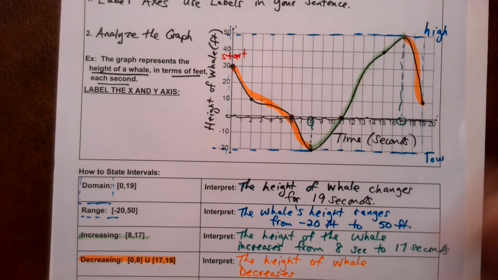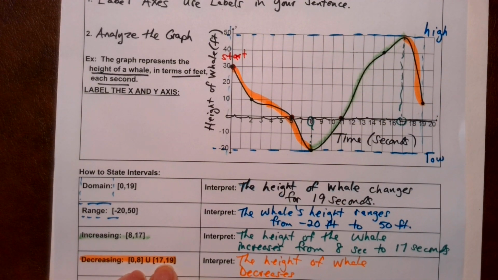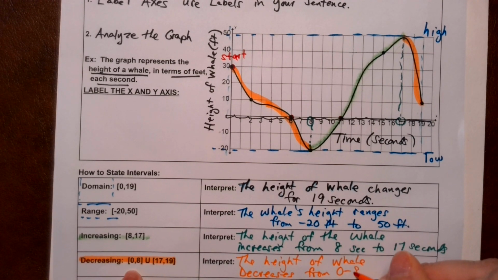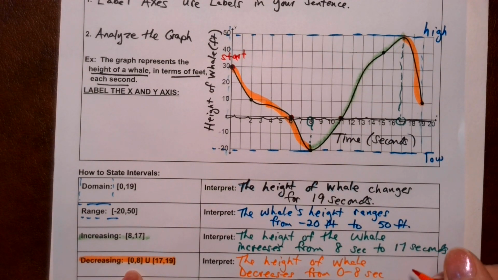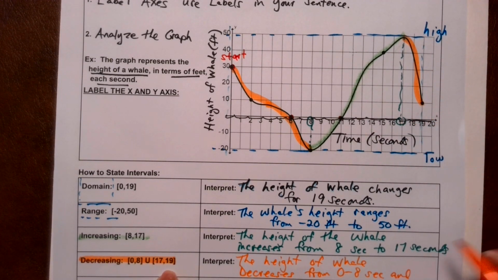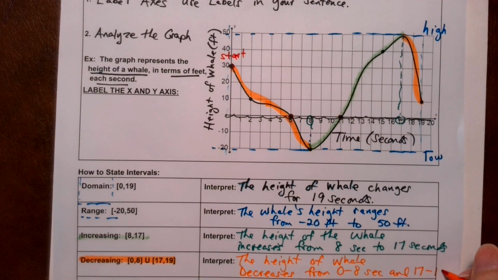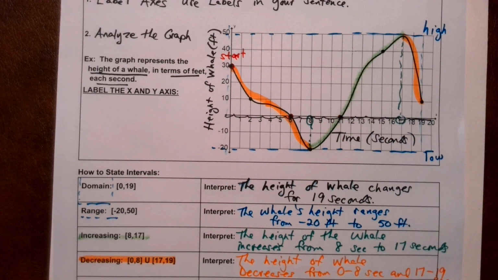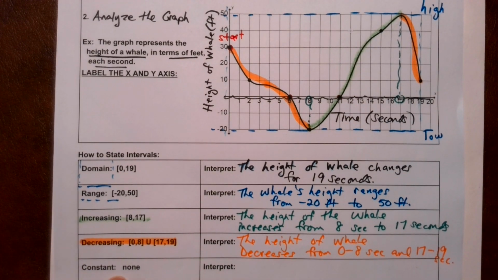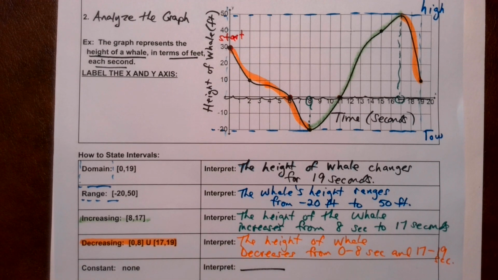But when? We have to make sure we say these numbers here. From 0 to 8 seconds. And then he goes down again from 17 to 19 seconds. That's when the whale is going down. Is the whale ever constant? No, the whale's never constant, so we don't have to interpret that.